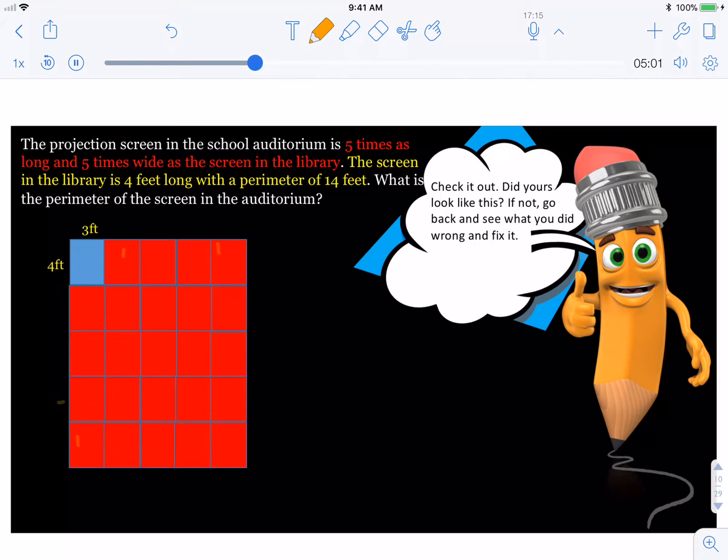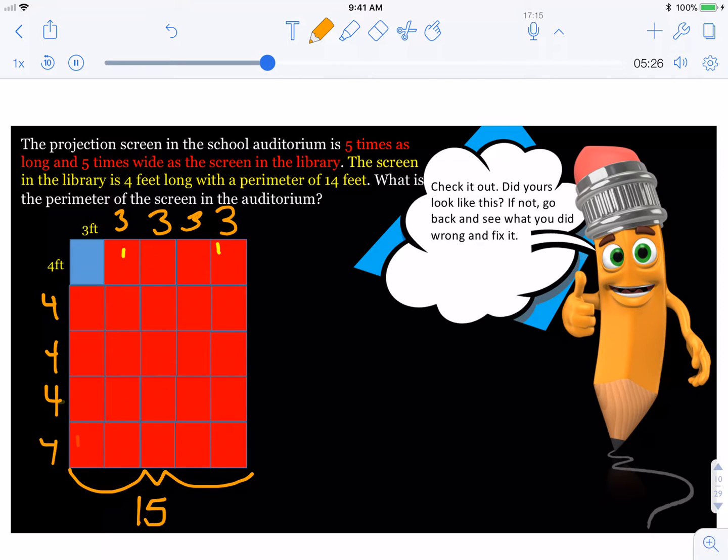And we know that the auditorium screen is 5 times as long and 5 times as wide as the screen in the library. So basically you're going to do 3 times 5, because you have 1, 2, 3, 4, 5, so 3 happens 5 times, or you can say 3 times 5 because we're in 4th grade, we can do that. So the one side, 3 times 5 is 15. Okay, and we know that 4 happens 5 times. So what's 4 times 5? 4 times 5 is 20 feet.